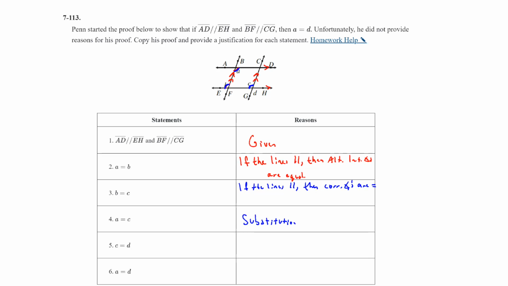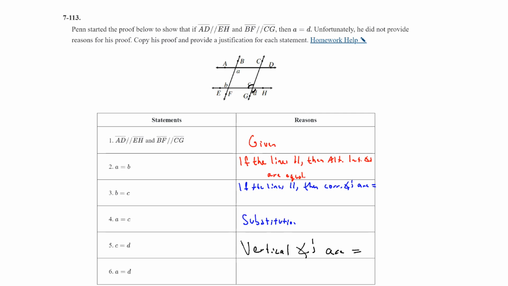And now we know C is equal to D, so let's go to that one. I've got quite a mess going on here, so let me clear that up a little bit. C is equal to D, so that's right here and here. So we know that's true because of vertical angles. All right, and vertical angles are equal.